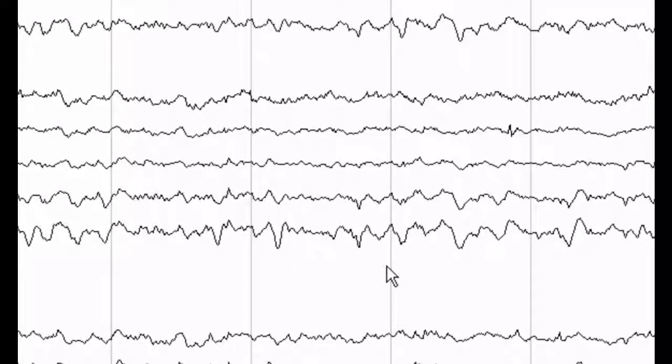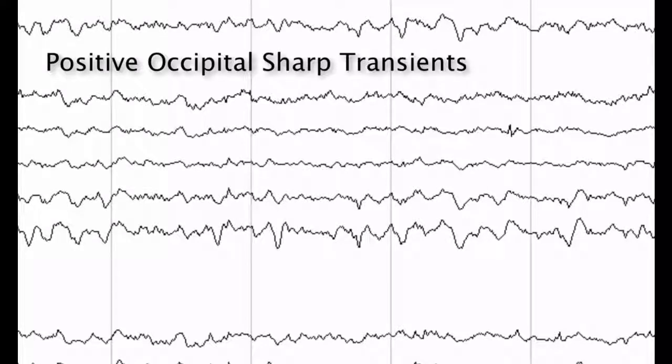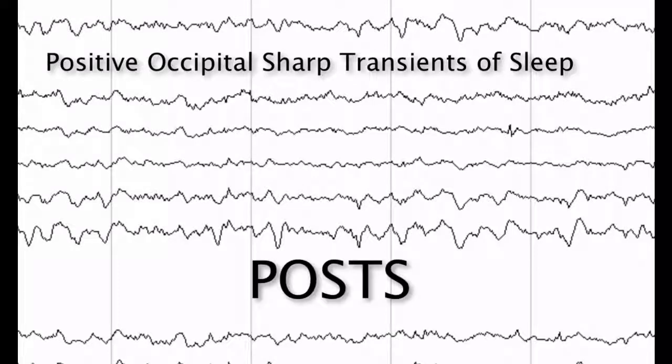If we think about the elements of these waveforms, we can come up with the name of this particular phenomenon. These have positive polarity. They are maximal in the occipital region. They are sharply contoured transients, and they are occurring during sleep. If we put this together, we can see that these are POSTS.